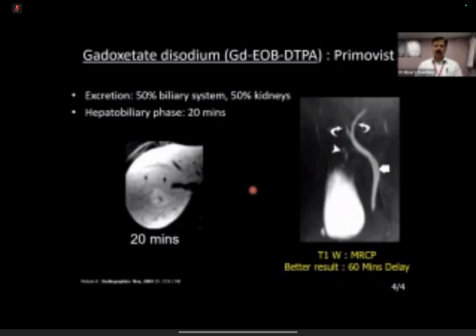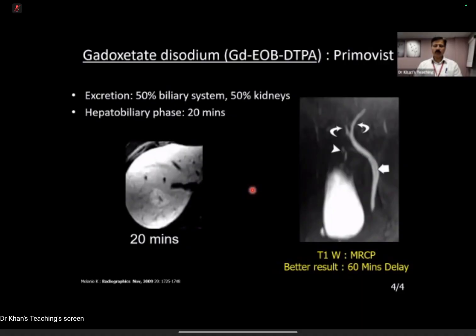MRCP is a T2 weighted MRCP. There will be fluid inside the biliary system, there will be fluid outside. How have you confirmed that there is a leakage? You cannot confirm. It has to be a dynamic cholangiogram. And similarly, PTC, of course, you cannot do without dilated ducts.